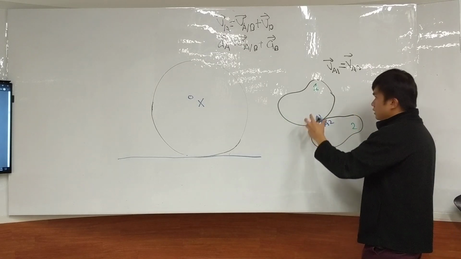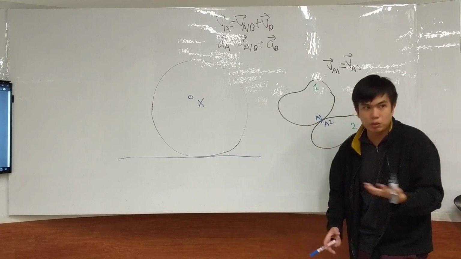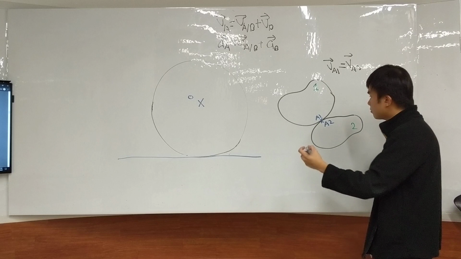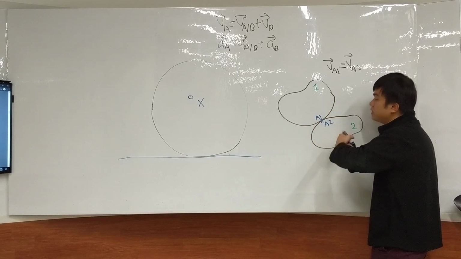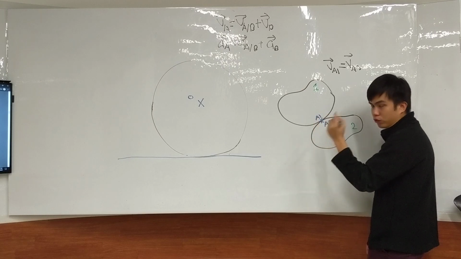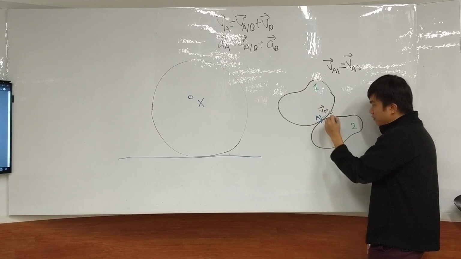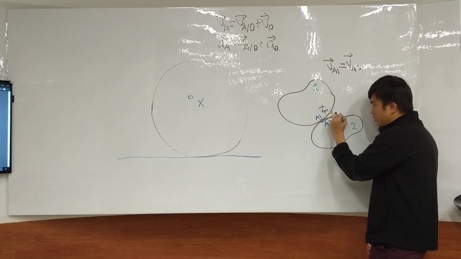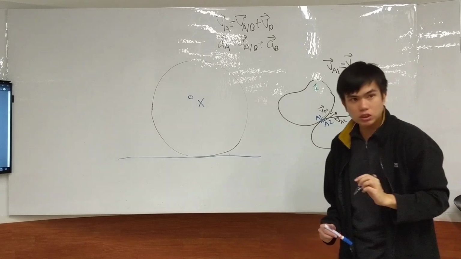It means that a body is made of a lot of points, right? And each point can have its own velocity. The velocity of A1 here must equal the velocity of A2. It means that if today A1, the point of rolling without slipping, is going in this direction, VA1, then VA2 must also be going in this direction and have the same magnitude. Okay?